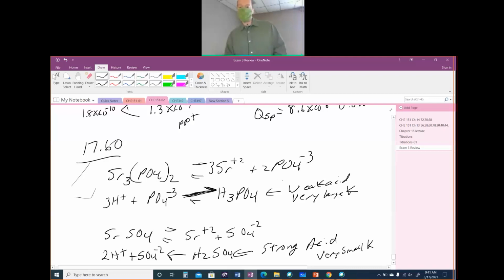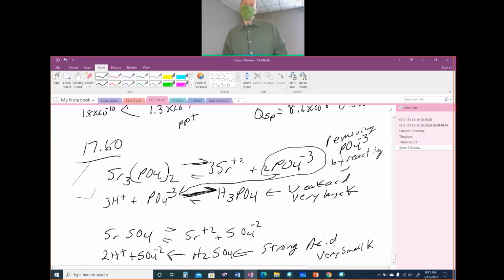So what is this doing? Well, it's taking our PO4 minus 3 and reacting it. And so this equilibrium is going to shift to produce more of this phosphate. So here what we're doing is removing PO4 minus 3 by reacting with H plus. All right, so Le Chatelier's principle: you remove a product, the equilibrium is going to shift to form more of that product. And so you're going to have a much higher increase in solubility for your strontium phosphate.